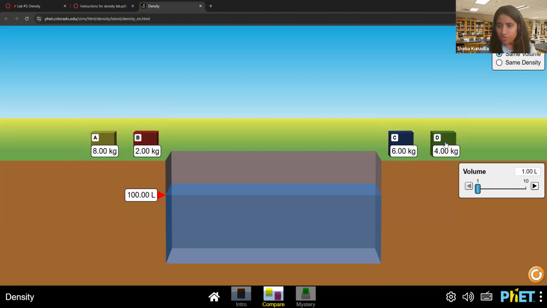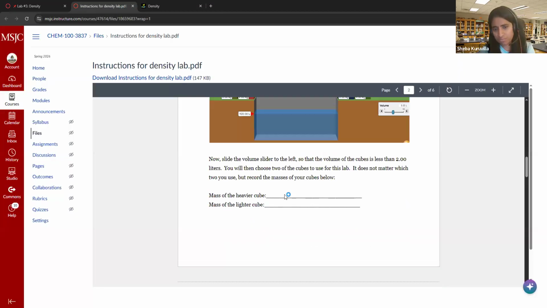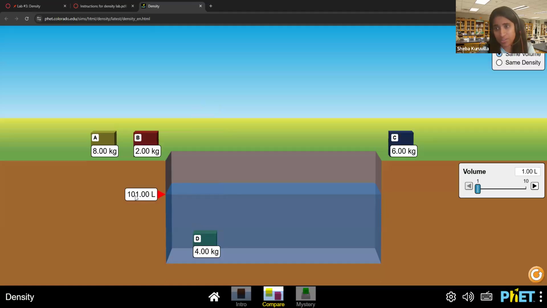Then what we're going to do is we're going to take the lighter one. So as you see, it's 4.00 kilograms. The volume of this water is 100.00 liters. We're going to put it in here, and the volume of the water became 101.00 liters. So that's what you have to write here. 4.00 kilograms, 6.00 kilograms, and the change in water level was 1 liter because it was 100 liters before.